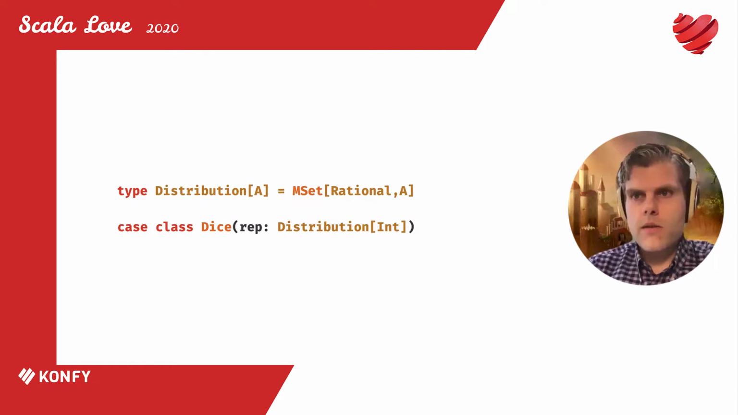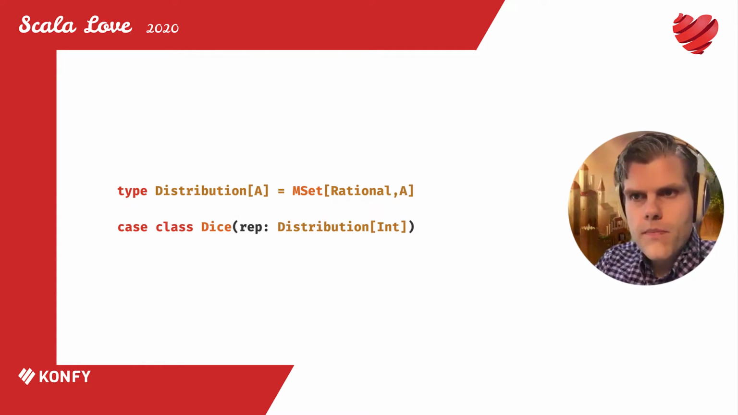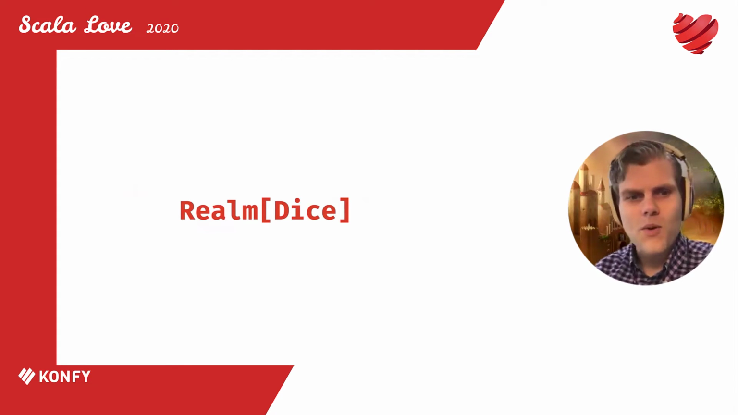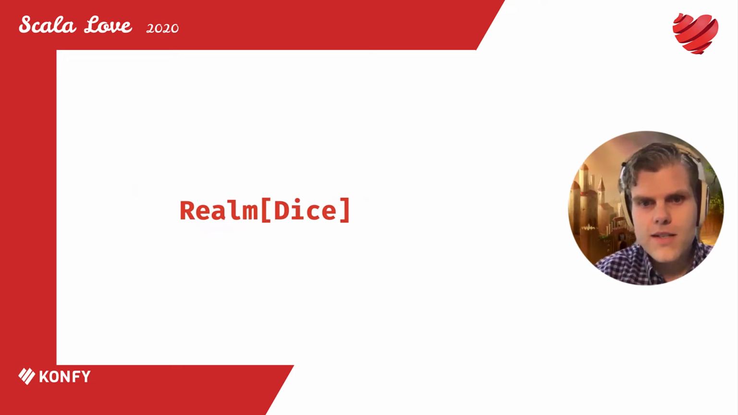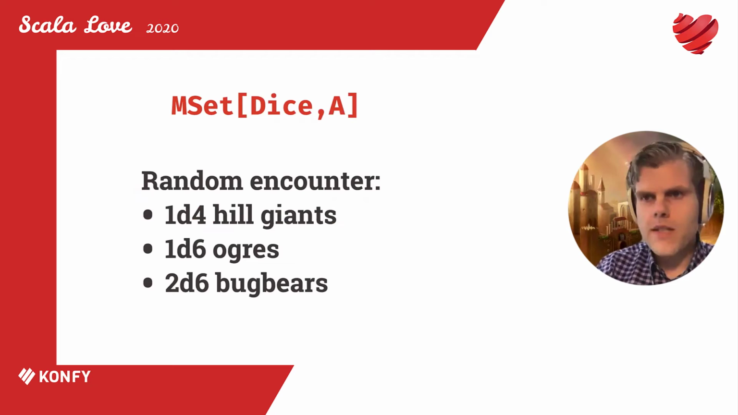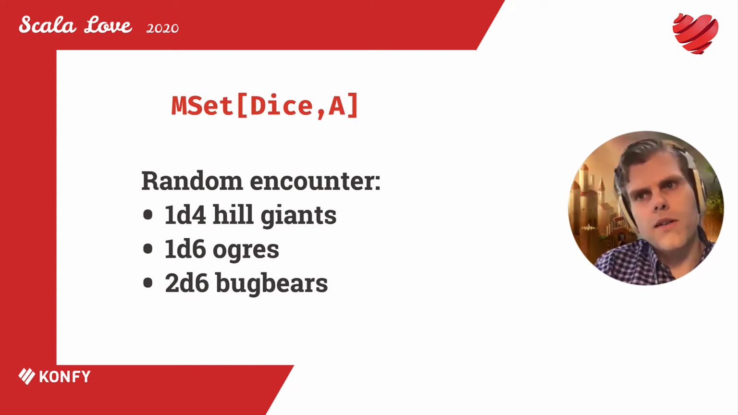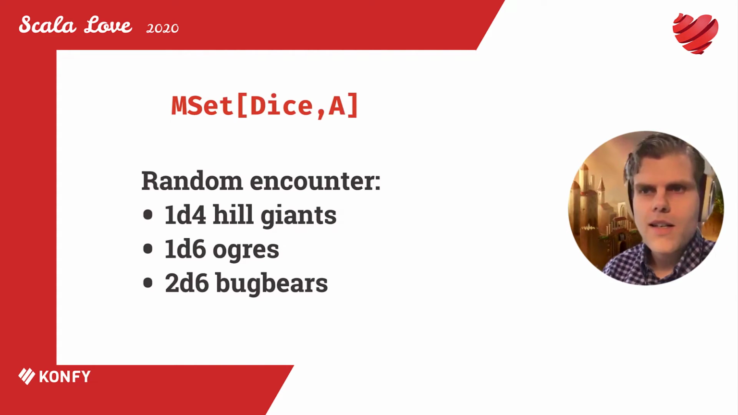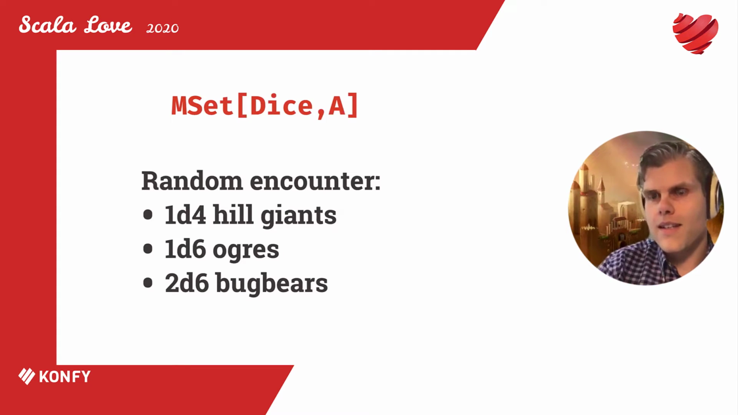So great. A die roll is just a probability distribution. And dice form a realm, which is cool. So we can absolutely have multisets whose elements occur a random number of times. For instance, I might want to have a random encounter in Dungeons and Dragons as a multiset, where that multiset contains 1d4 hill giants, 1d6 ogres, and 2d6 bugbears, or something like that. And then I can traverse that multiset and generate a probability distribution of just how many of each of these things I'm going to get in the end.